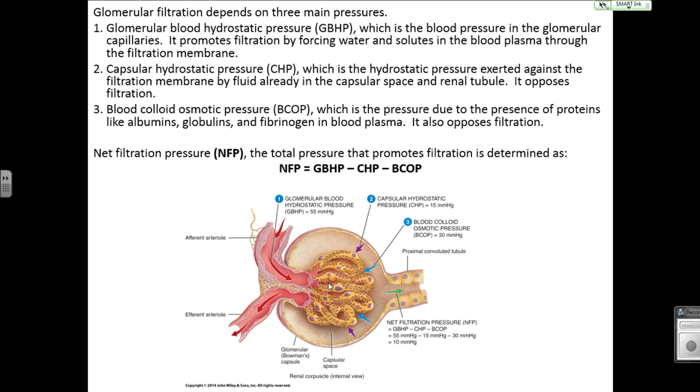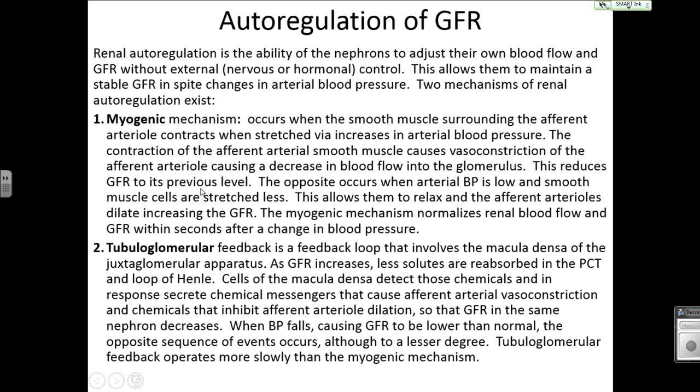Well, we're going to perform negative feedback to bring that back to normal. So we can respond to that surge of blood flow by basically vasoconstricting and kinking this up a little bit. That's going to be what happens when GFR increases as a result of arterial blood pressure increases. The opposite is going to occur when arterial blood pressure is low. Those muscle cells are stretched less, allows them to relax, afferent arterioles dilate, and increase GFR.